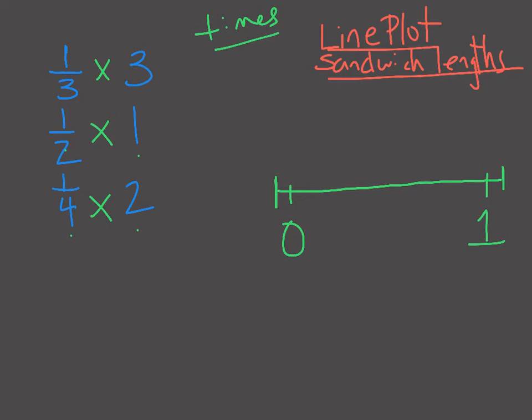And I need to think about where on my number line does 1/3 hit. Well, let's think. I know that if I divide this into thirds, it'd be about right here. So this is my 1/3 mark. And I have 3 of them. 1, 2, 3. That's how I record 3 pieces of those data. I'm going to go ahead and do my 1/2 right in the middle. There's 1/2. And I only have one piece of data that's 1/2 long.